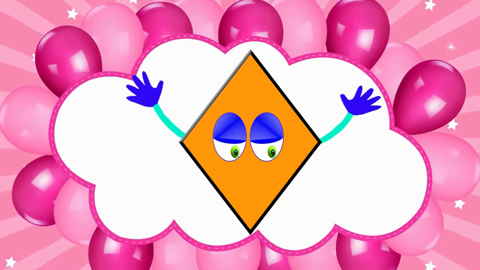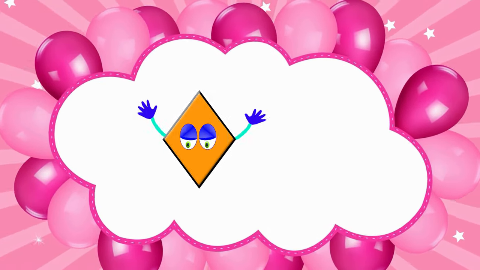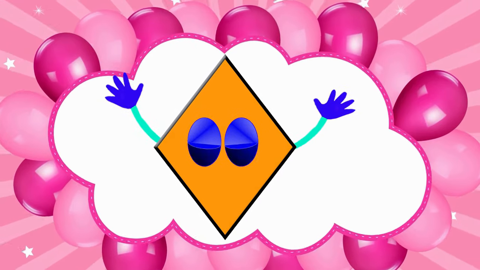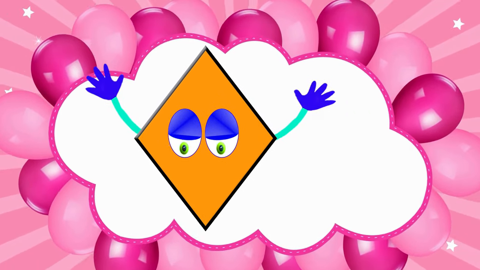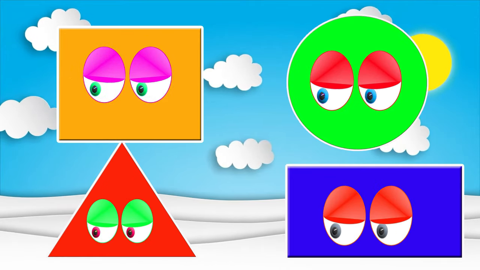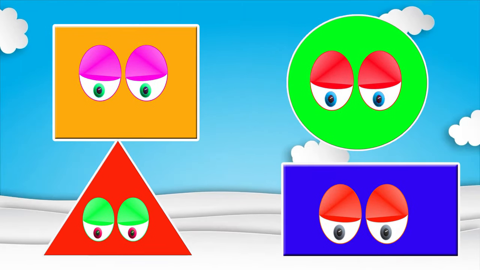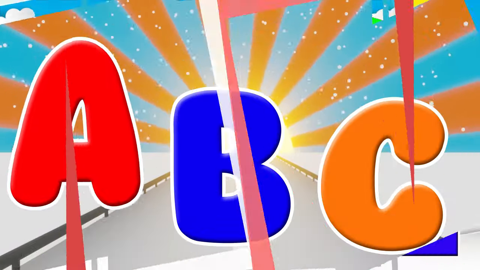I'm a diamond, you can see me on a ring. I'm so shiny and so bright, I'm a diamond. We are shapes, you can see us everywhere. We are shapes.